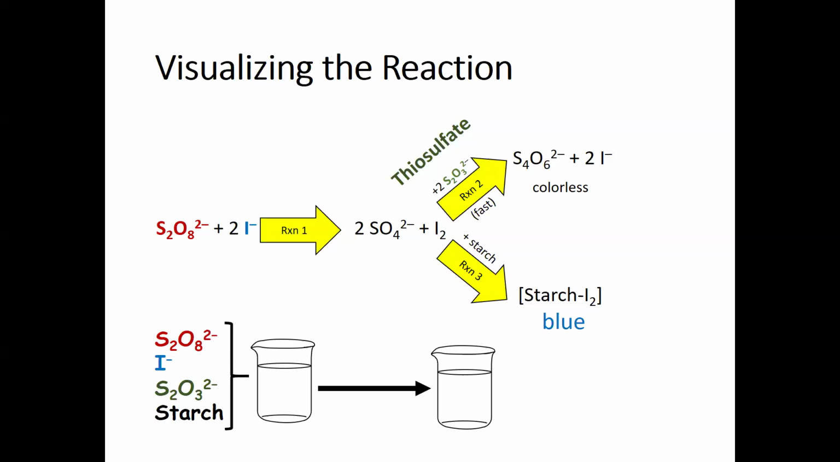Now, the thiosulfate will prevent the iodine from turning blue so long as it's still present to react. But what happens when the last ion of S2O3 gets used up? Well, now there's nothing to prevent the iodine that's being made by reaction one from turning blue. So after this time delay, there will be a sudden blue color change. And this can be more accurately monitored with a stopwatch.